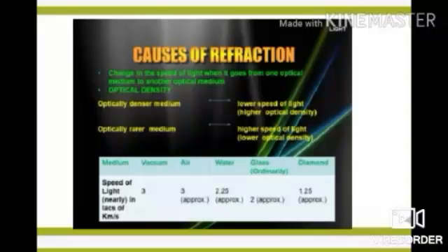The main cause of refraction is the change in the speed of light when it goes from one optical medium to another. The speed of light is different in different media. In vacuum, light propagates at a speed of 3 × 10⁸ meters per second. When it enters any other transparent medium, its speed decreases. It is this change in speed of light that causes a light ray to bend when it goes from one medium to another. Thus, bending of light rays is basically due to a change in the speed of light when it goes from one medium to another.